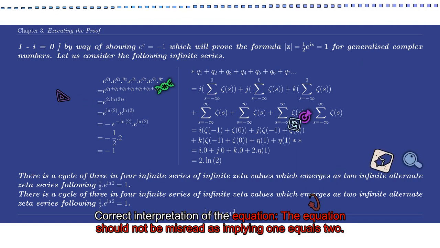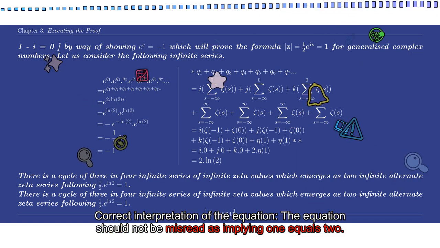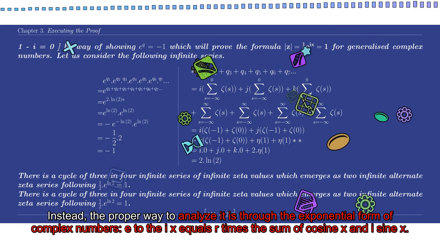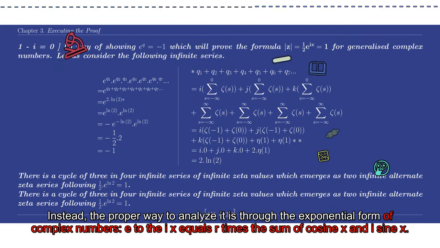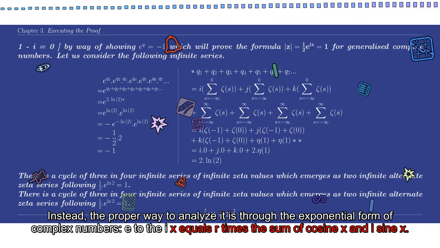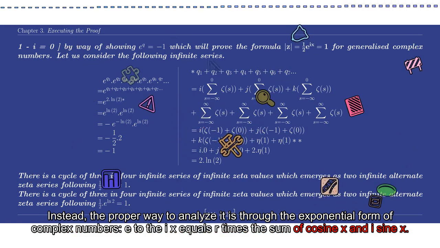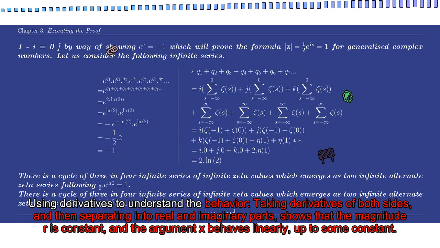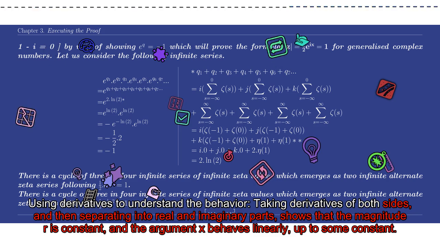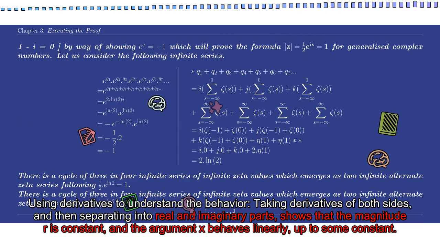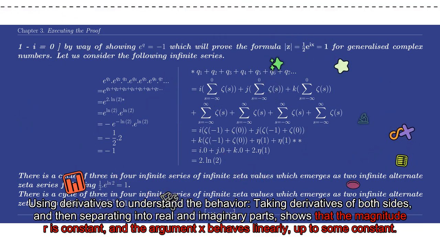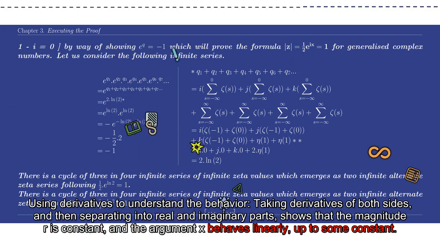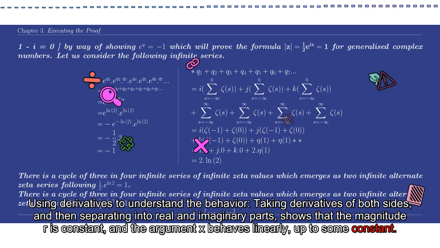Correct interpretation of the equation: it should not be misread as implying 1 equals 2. Instead, the proper way to analyze it is through the exponential form of complex numbers, e to the ix equals r times the sum of cos x and i sin x. Using derivatives to understand the behavior, taking derivatives of both sides and then separating into real and imaginary parts shows that the magnitude r is constant and the argument x behaves linearly up to some constant.